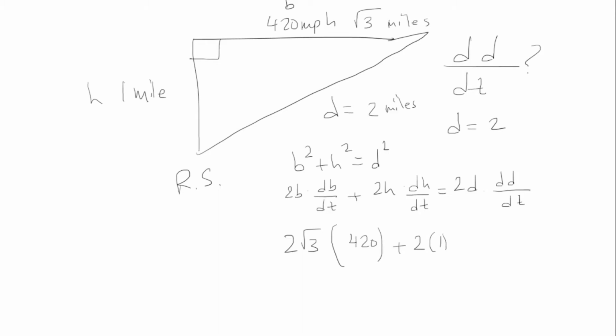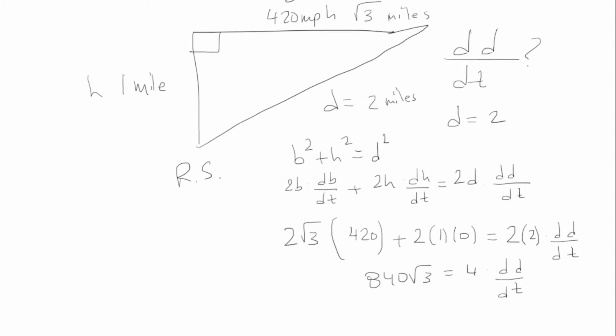And the height here is not changing, right? Because the plane is only moving horizontally. It's not moving up or down. So that's just going to be 0. And d, the distance, we said is 2. And then we need to find the derivative. Okay, so that's really, let's see, 840 root 3 is equal to 4 times the derivative of d with respect to t.